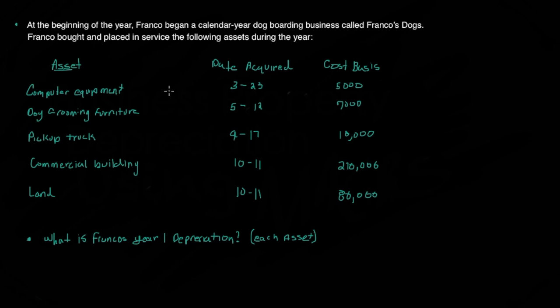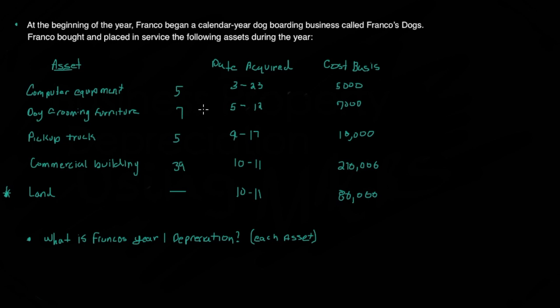The first thing you should do, or what I do and would advise you to do, is list the number of years that these are depreciable. For computer equipment, that's 5 years. Any type of furniture, 7 years. Pickup truck is 5 years again. And then commercial building is 39 years. If you have covered depreciation in any of your classes, you should know that land is not depreciable, so we just won't worry about any of this down here. That's just in there to remind you or throw you off.